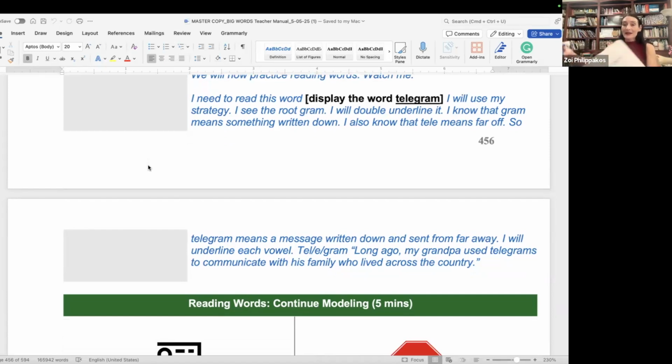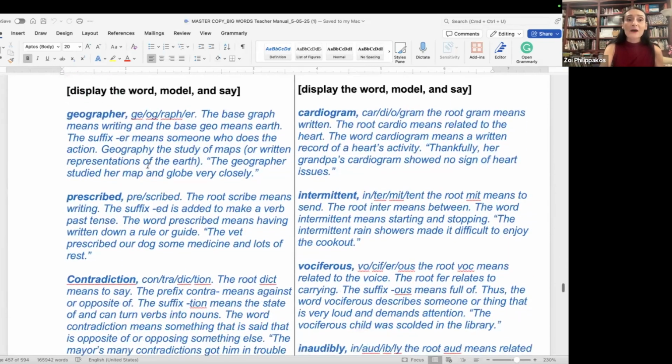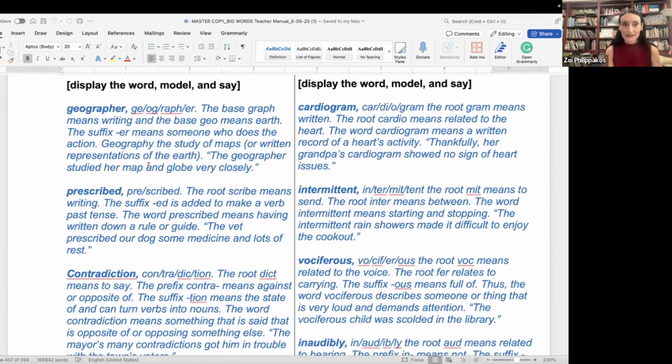I will underline each vowel if I cannot read that part, right? And then I will read the part. Telegram. Long ago, my grandpa used telegrams to communicate with his family who lived across the country. Now I'm going to continue with another word.